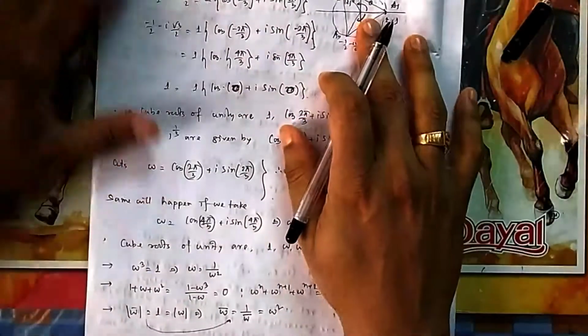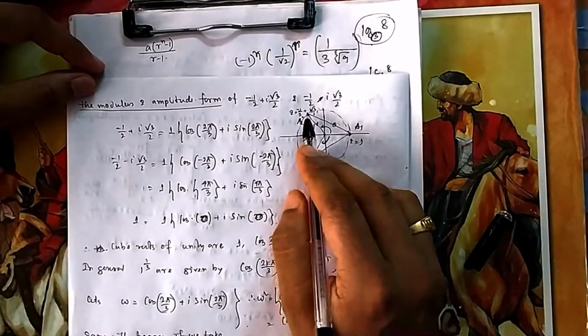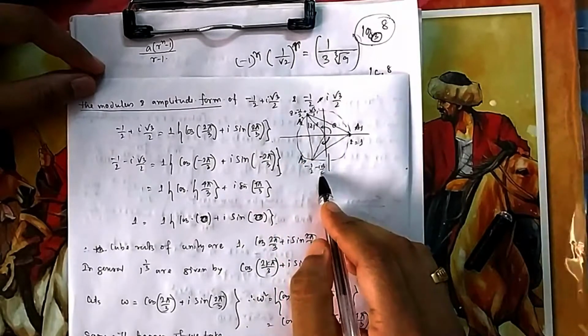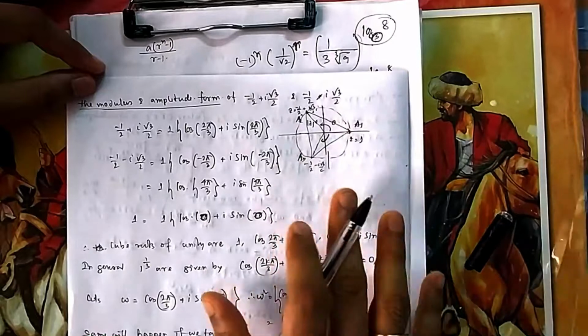Now I can draw these complex numbers. I have seen how to draw. This is 1 comma 0, this is minus half comma root 3 by 2, this is minus half comma minus root 3 by 2. So all these points, these are coordinates actually, A1, A2, A3, suppose I have given.